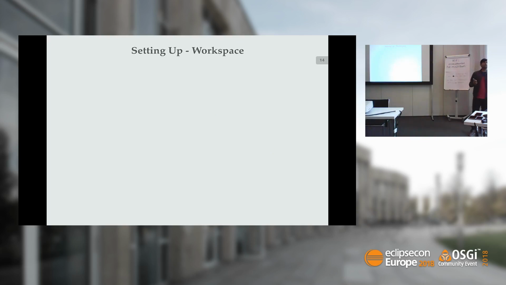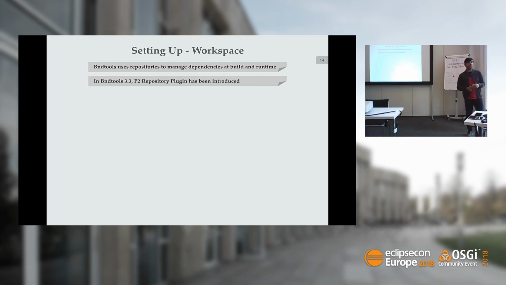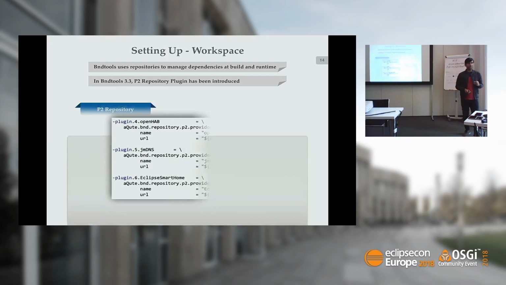But what do you have to configure in the workspace? In the workspace, you primarily configure the repositories, and we actually use repositories to consume artifacts or dependencies that your project needs. In Bndtools, we have several different types or integrations of repositories, but in QIVICON we just use some. The first one that we used is the P2 repository plugin, which was introduced in Bndtools 3.3 pretty early.